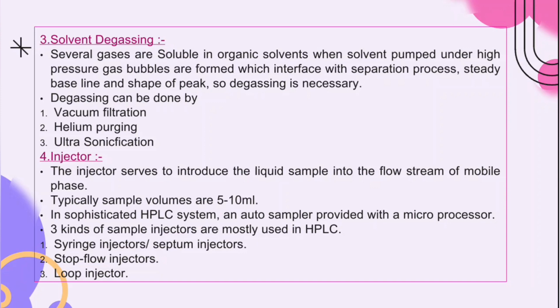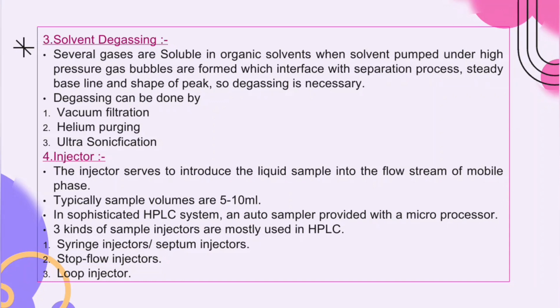Vacuum filtration removes air bubbles, but is not always reliable and complete. Helium purging, by passing helium through the solvent, is very effective but expensive. In ultrasonification, an ultrasonicator causes mechanical vibration, which removes air bubbles.